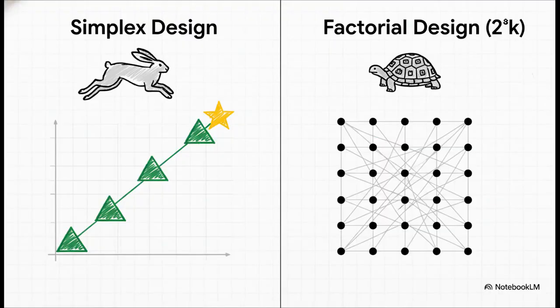So here's the key difference. Think of it like the tortoise and the hare. The simplex design, the one from our chocolate story, that's the hare. It's incredibly efficient, designed to find the path of improvement as quickly as possible with the fewest number of runs. The more traditional factorial design, on the other hand, is the tortoise. It's a bit slower, but it's way more comprehensive. It tests all the combinations of your variables at high and low settings, which gives you a much more complete picture of your process. So your choice really just depends on what you need most, speed to an insight or a complete understanding of your process.